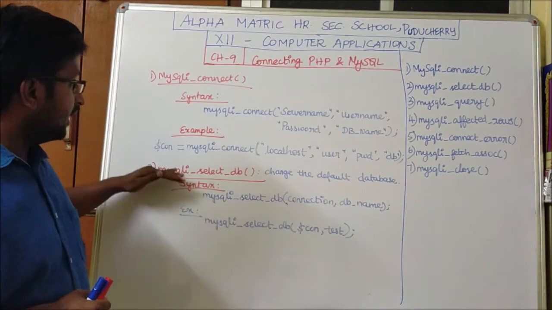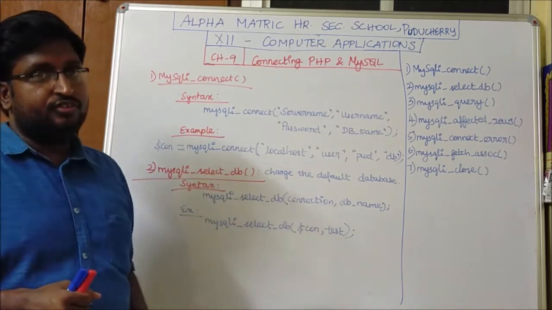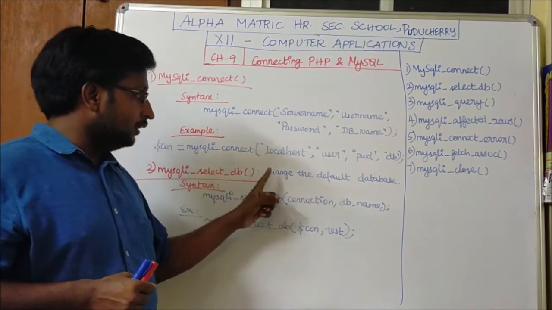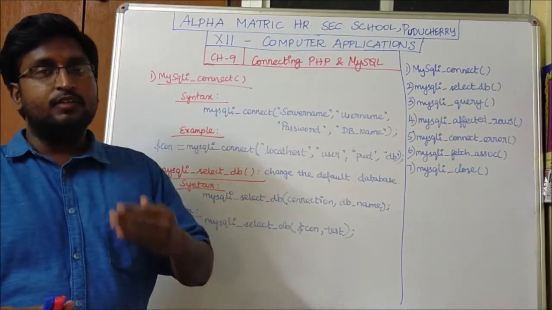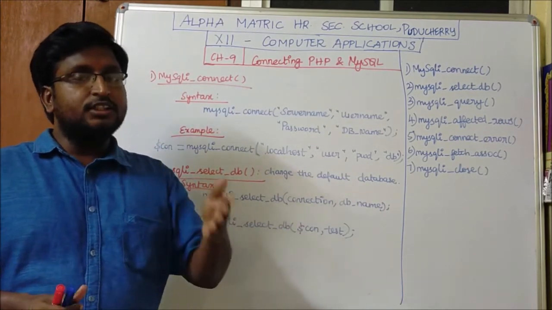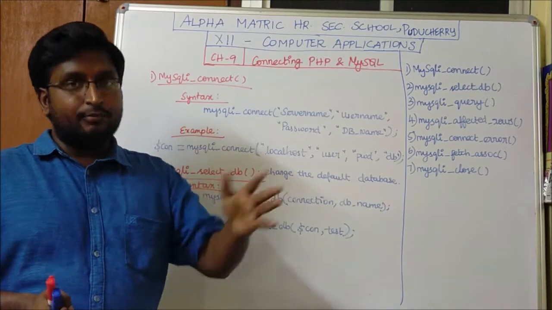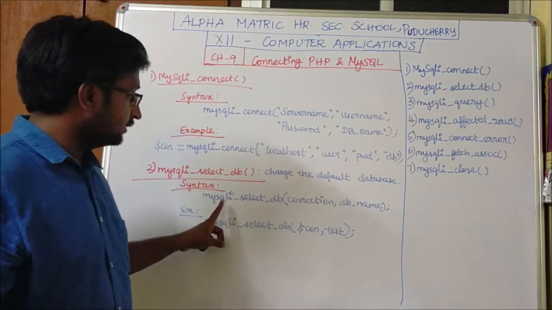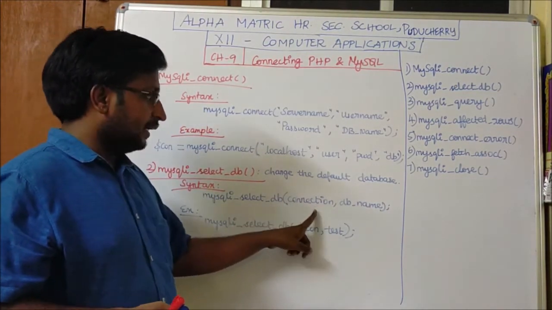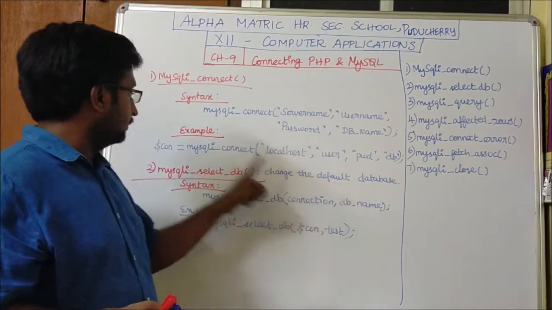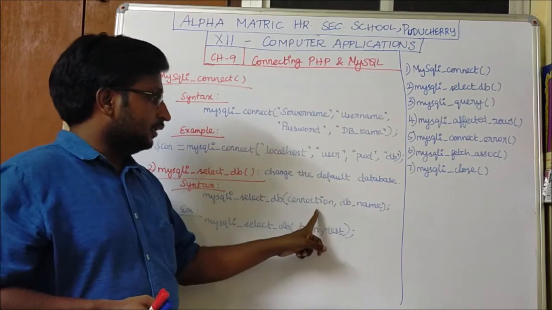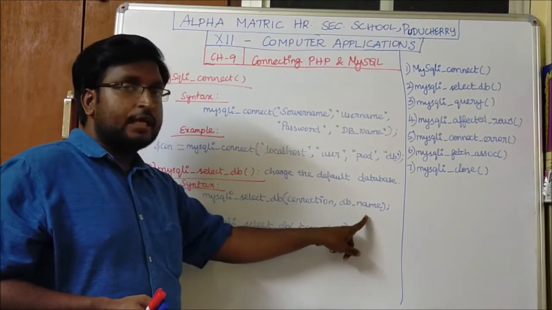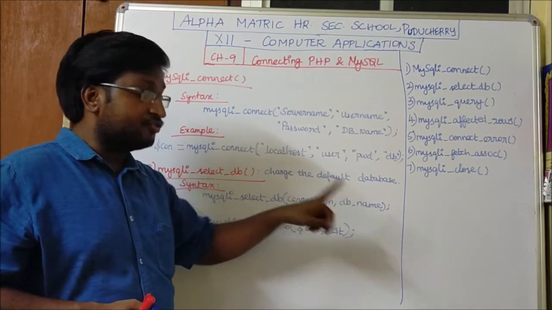Next is mysqli_select_db. It changes the default database. The default database will be changed to the new database. Let us see the syntax: mysqli_select_db with the connection, that is, the connection string containing the server name, username, password and the database, and the default database is changed to a new database name. The existing database name is the one given in the connection.